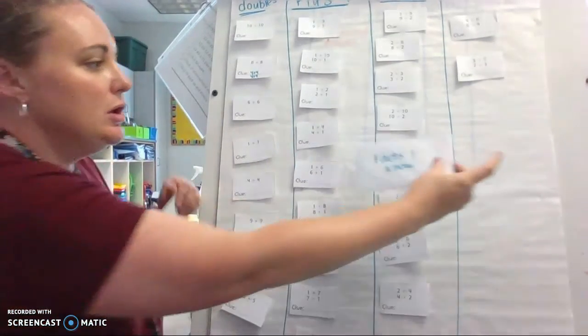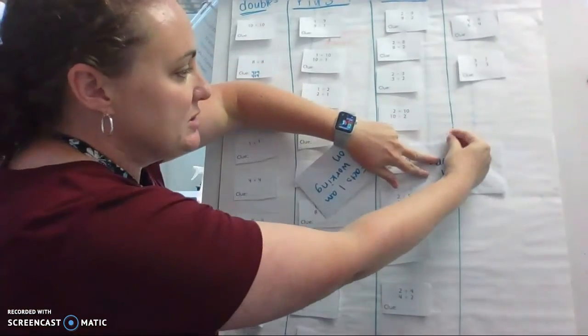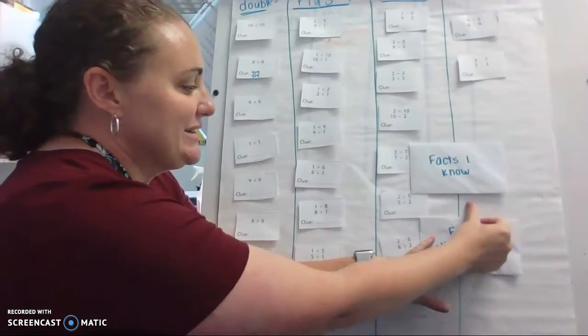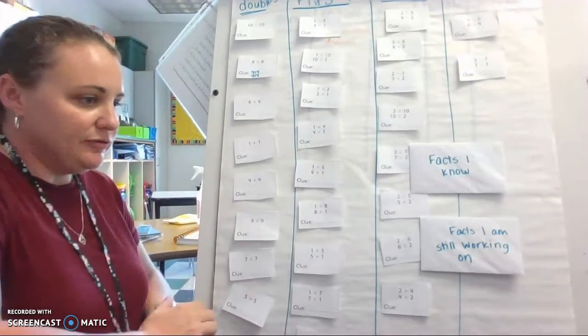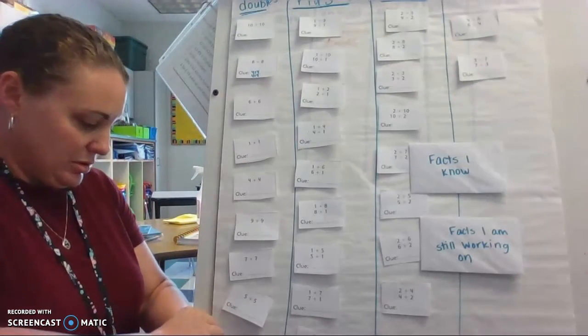So here's what you're going to do next. You have 2 envelopes, and I'm going to have you write something on each of the envelopes. You're going to label one of your envelopes, Facts I Know. Go ahead and write that on your first envelope. Pause the video and unpause it when you're done. On your second envelope, you're going to write Facts I Am Still Working On. So Facts I Know, Facts I Am Still Working On.